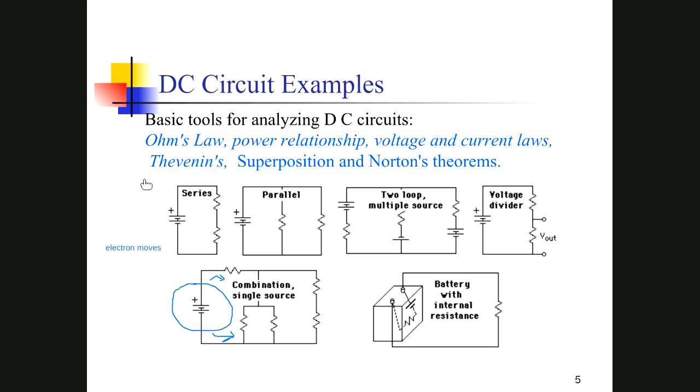The rules or laws used to solve networks like this include Ohm's law, which we will talk about later on, power relationships, voltage and current laws, Thevenin's theorem, superposition and Norton's theorems, and so on. Actually, all of these come from three laws: Ohm's law, the voltage law, and the current law.